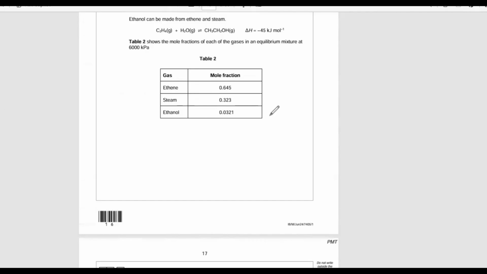So why don't you pause the video, have a go at all three of these parts for 4 marks, and then unpause and I'll go through the explanation. All right, let's go.